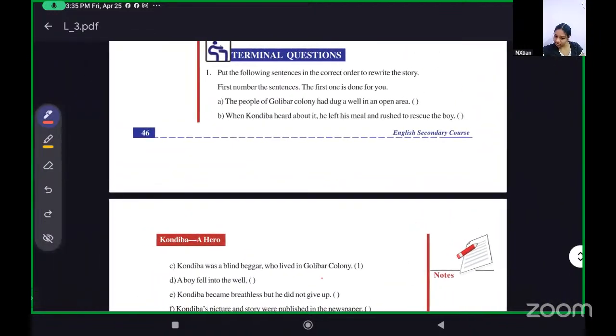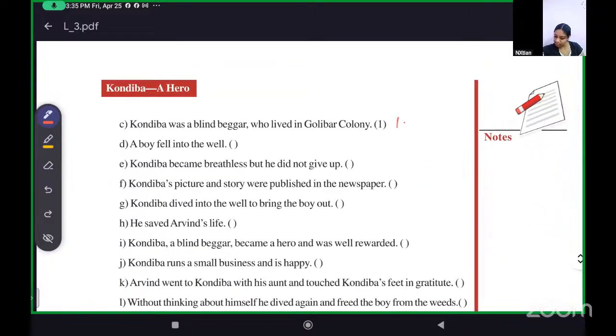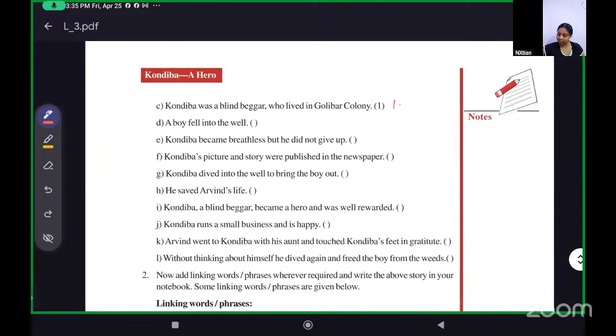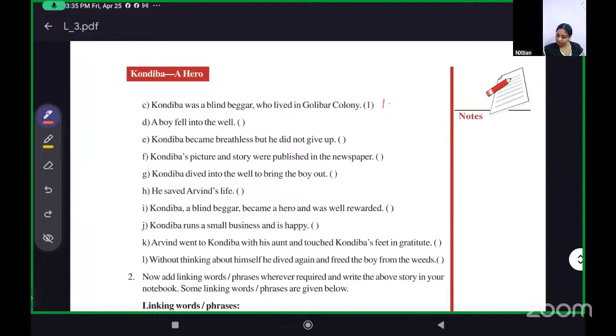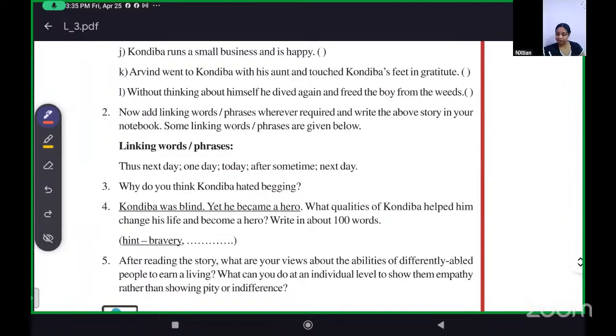For example, this is 1. It's already done. So you can do this. And then the second one is you can add linking words and phrases and write it in your notebook. If you want, you can do the second one too. Then, why do you think Kondiba hated begging? Answer the third part. And fourth, what qualities of Kondiba helped him change his life and become a hero? Write in about 100 words.